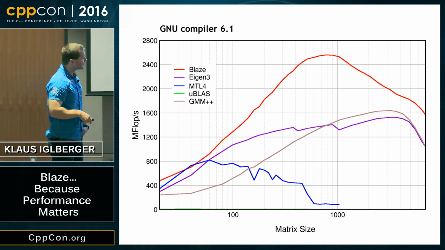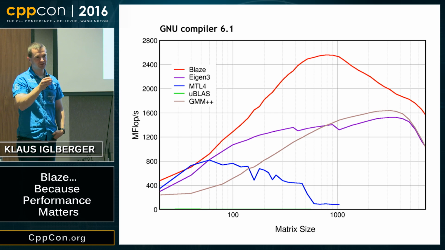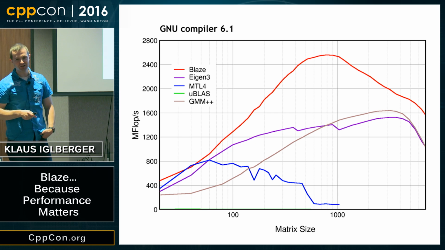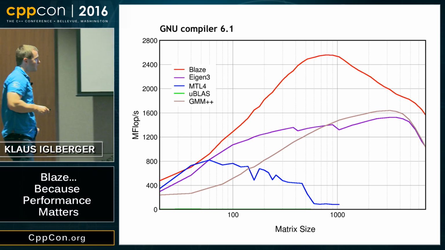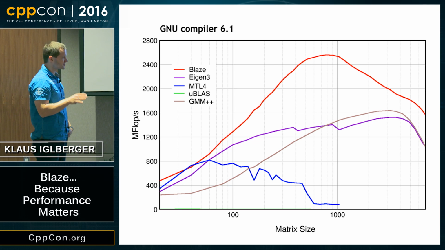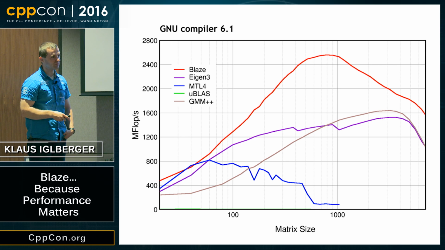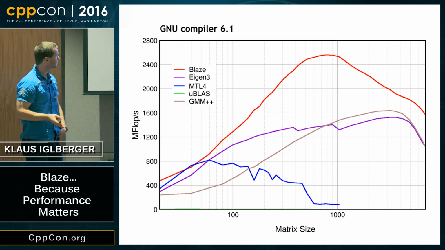uBLAS comes with an amazing 0.0 megaflops for this benchmark. So 0.0 is something, which is not what you would expect. So promise me, if you ever happen to come across a sparse matrix multiplication or sparse dense matrix multiplication of Boost uBLAS, replace it with something else. It's definitely not what you like.